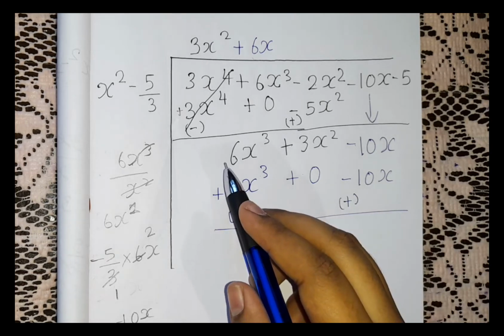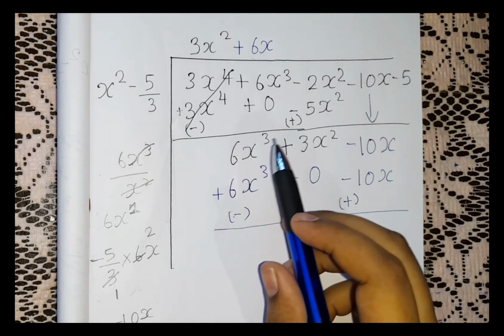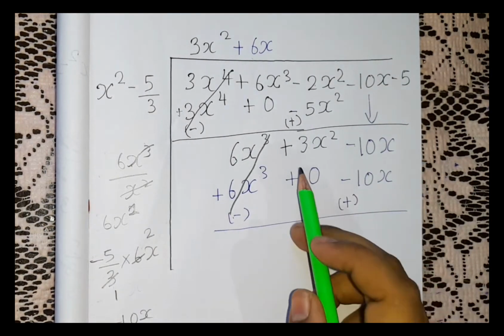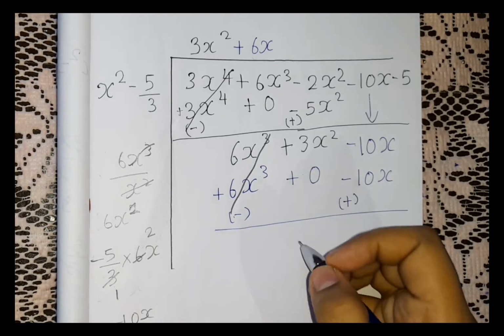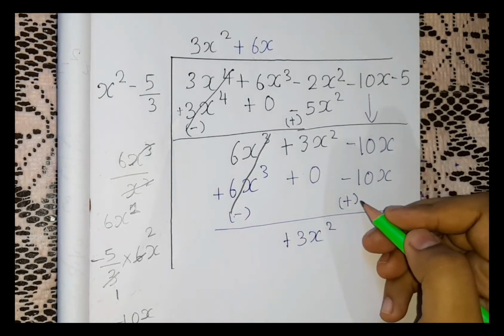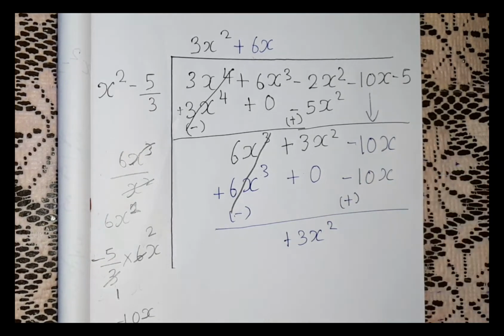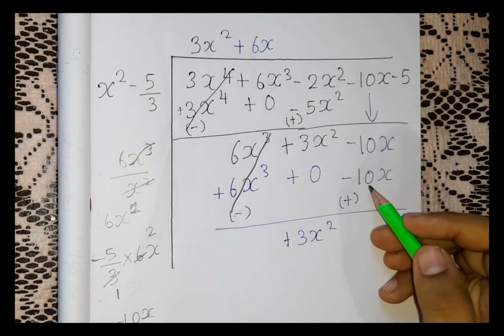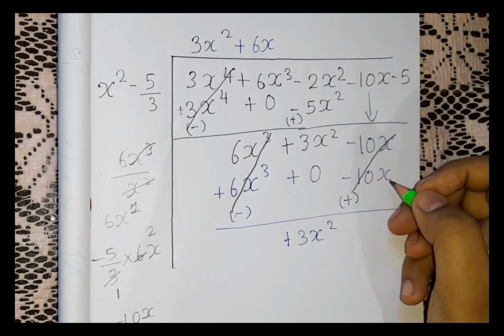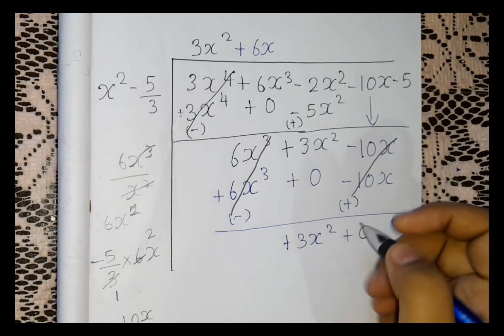Now we subtract: 6x cube minus 6x cube. When we subtract it, we get 0, so we can cancel it. Here we have 3x square, so we write it as it is, plus 3x square. Here, as you can see, we have plus 10x and minus 10x. Plus and minus is of course minus, so we subtract 10 minus 10, which is of course 0. We cancel it like this. Let me write 0 for your understanding. So it is plus 0.